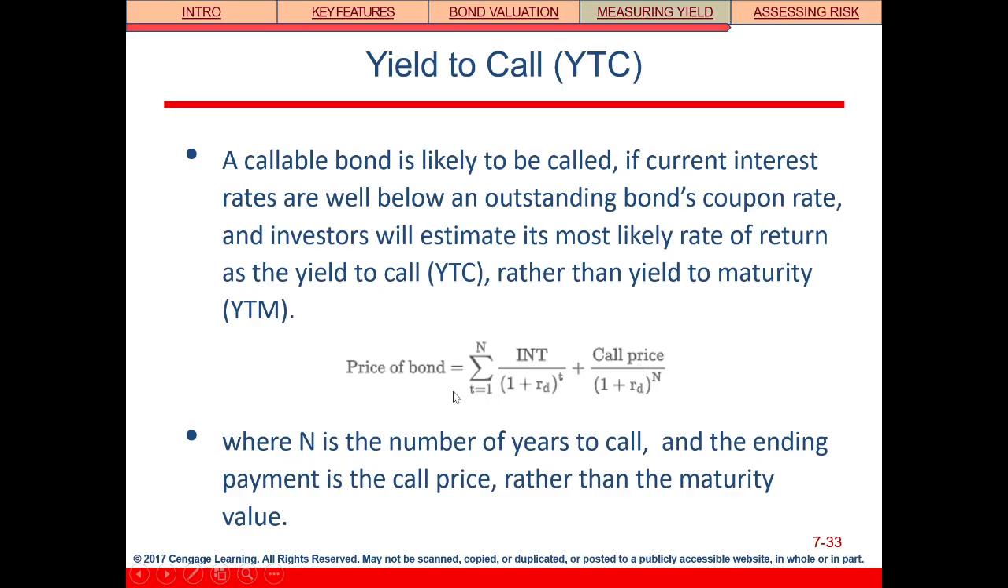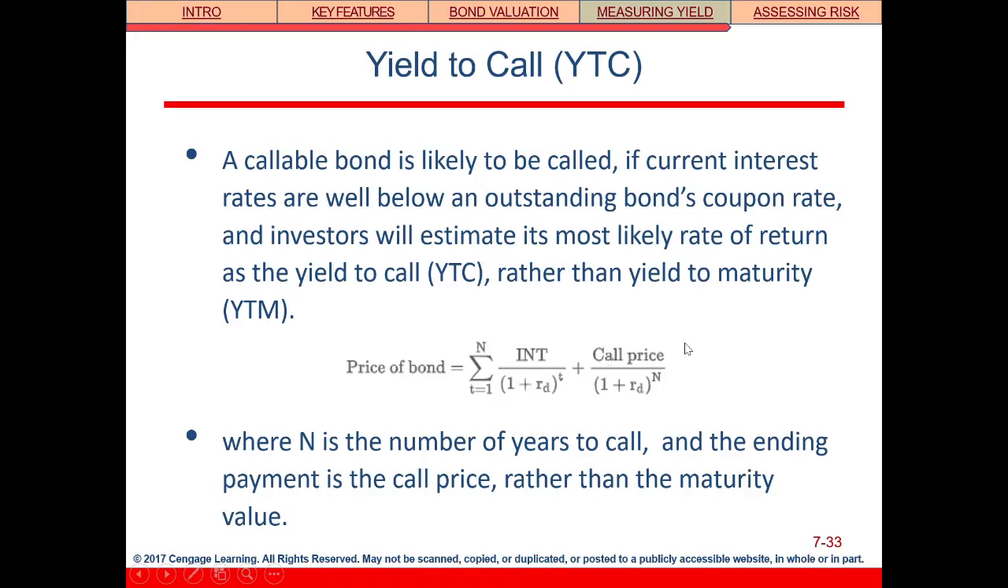The price of the bond, which is the present value of the bond, will be equal to the discounted value of all the future cash flows, including the interest payments every period, plus the discounted value of the call price. Here n is the number of years to call, and the ending payment is the call price rather than the maturity value. That's the key difference here. We no longer use the par value or the face value. Here we use the call price.